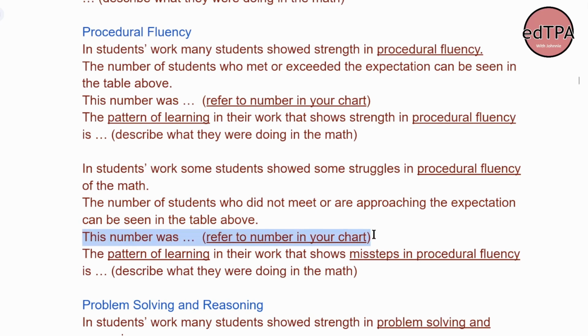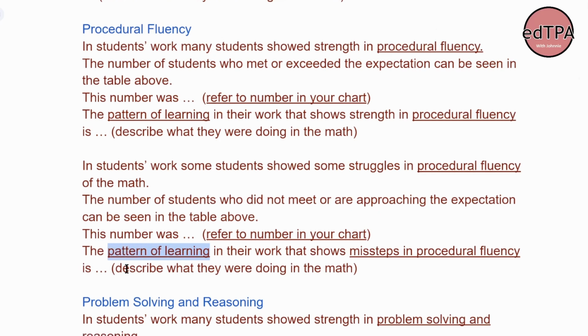This number was, referred to the number in the chart. The pattern of learning in their work that shows missteps in procedural fluency is, describe what they were doing in math. So procedural fluency, strengths, referring to the chart, and patterns of learning. For struggles, the number of students, and the pattern of learning that fits with procedural fluency.